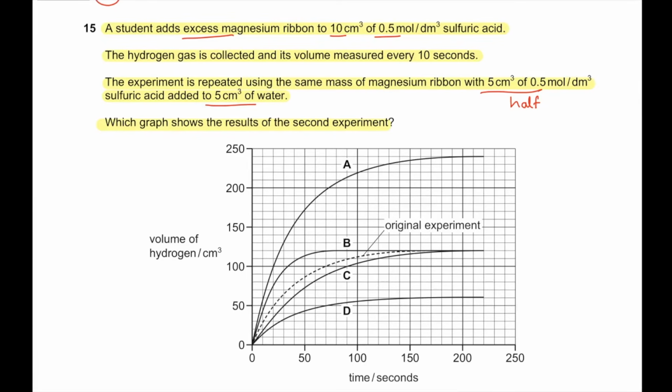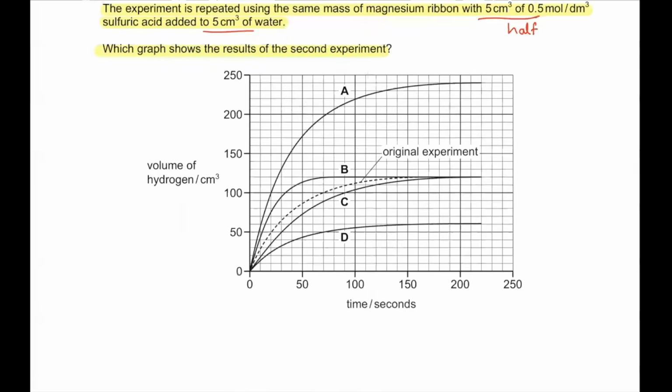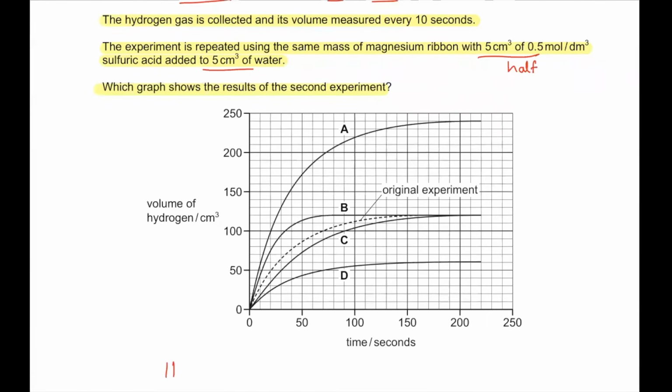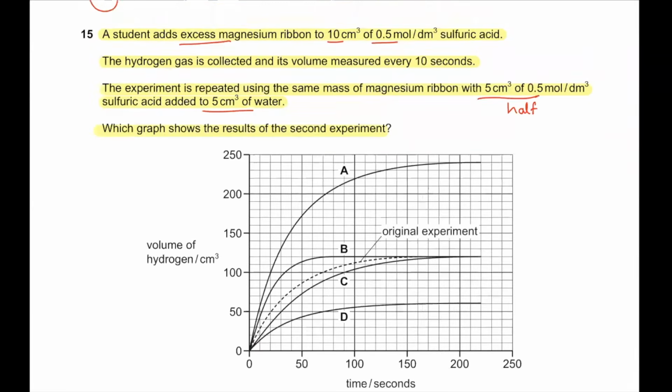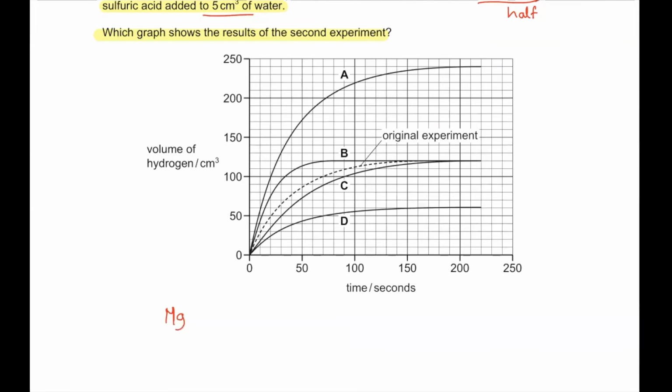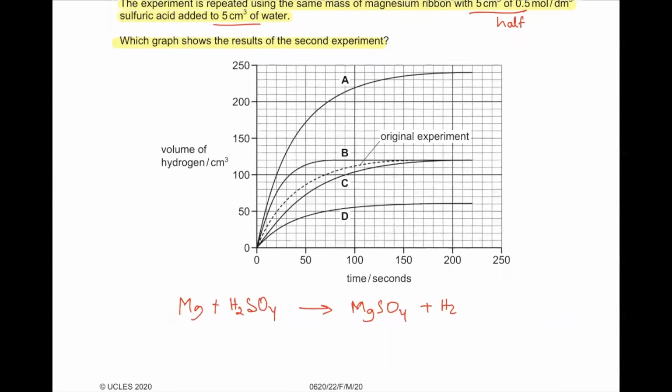So now we have to understand in terms of reaction, when, sorry, when magnesium reacts with sulfuric acid. Magnesium reacting with sulfuric acid produces magnesium sulfate and hydrogen. We can see that this is a pretty straightforward reaction. It has a 1:1 ratio.